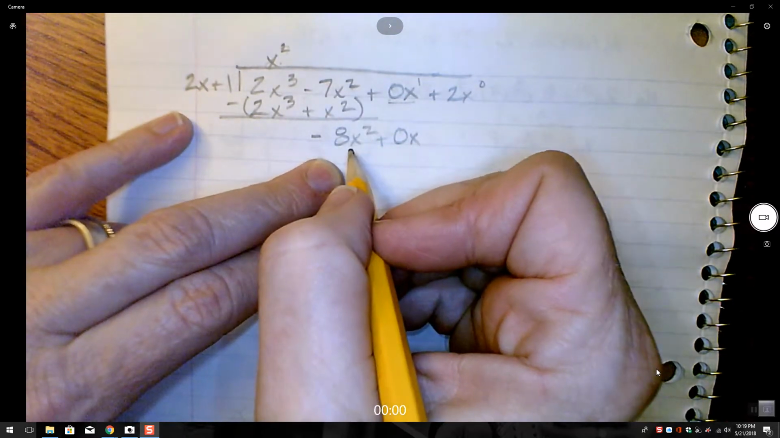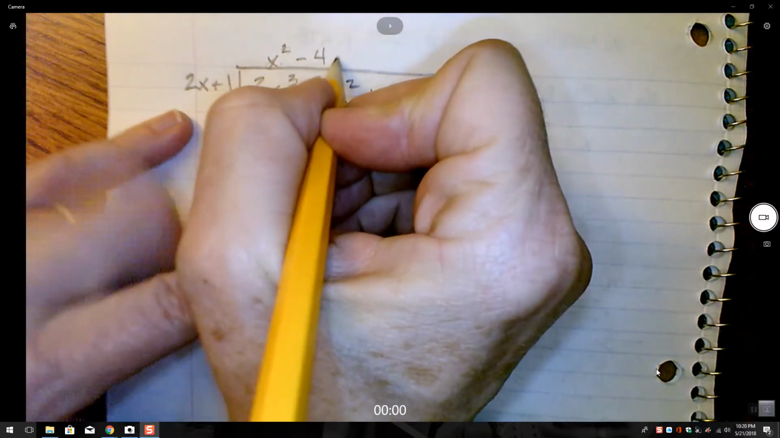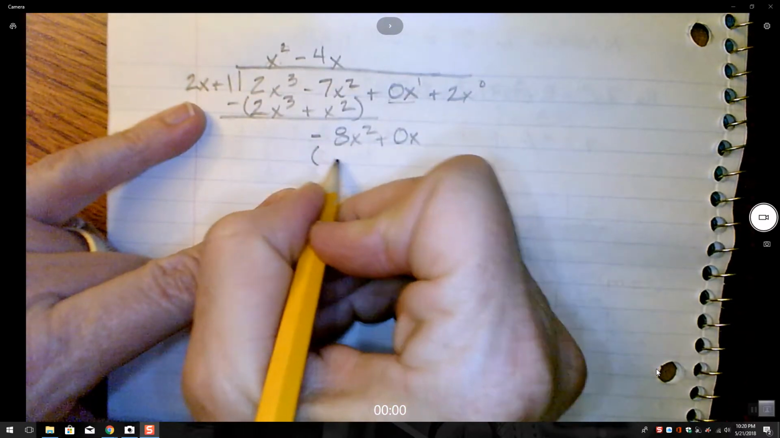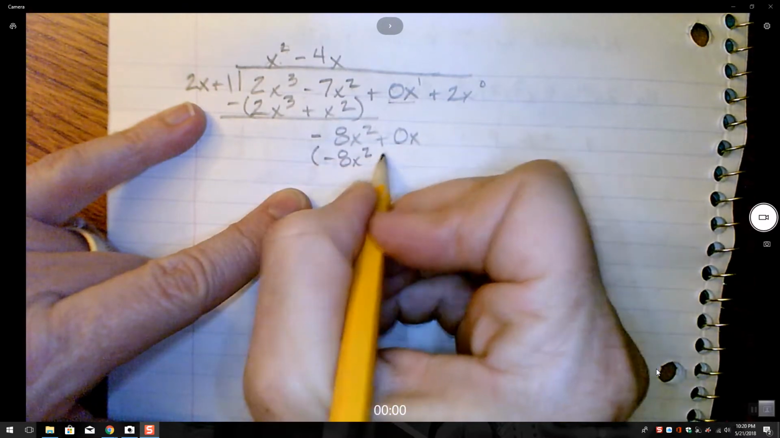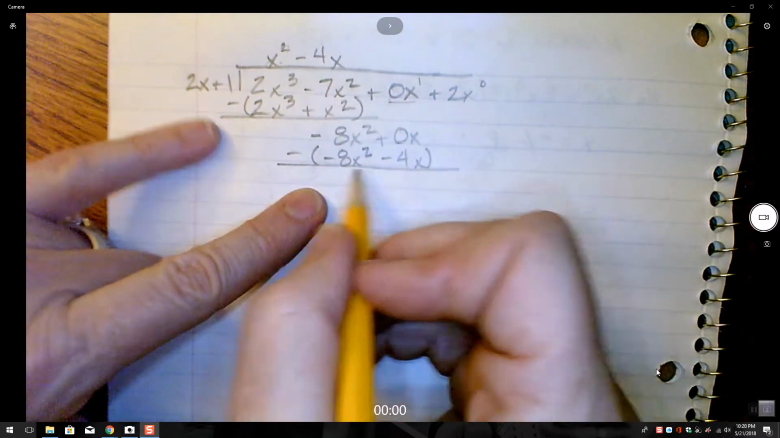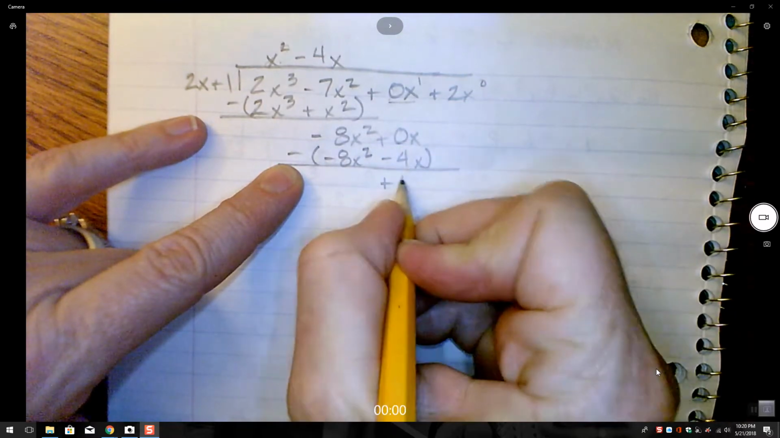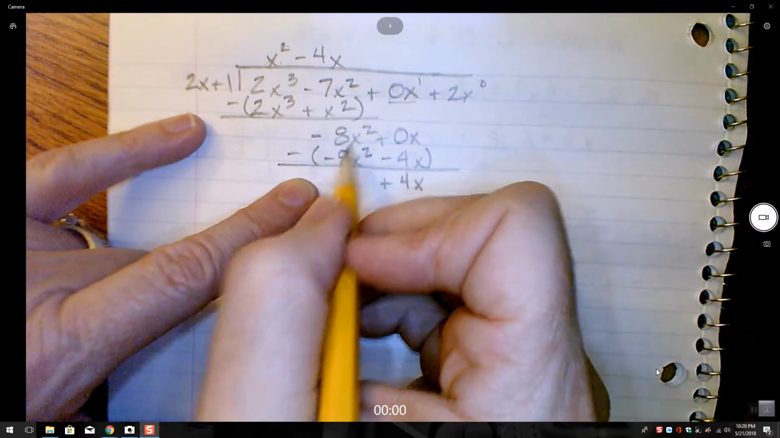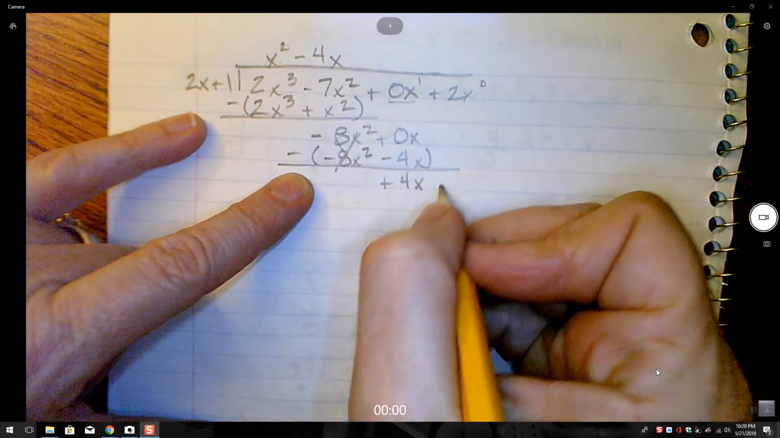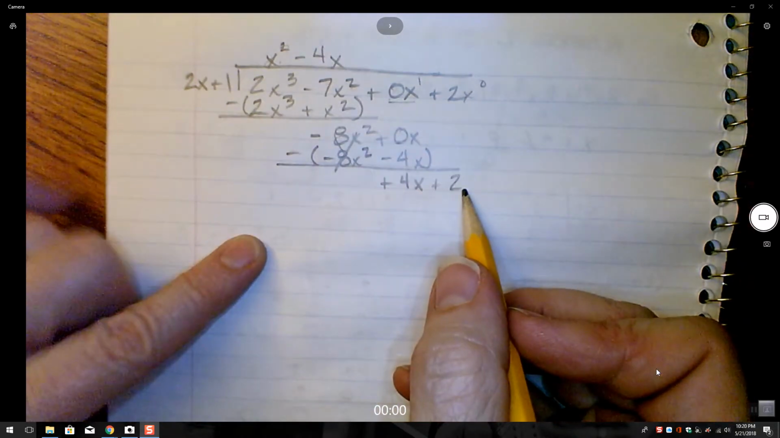divide 2x into negative 8x squared, and I'm going to get a negative 4x. So when I multiply that together, I'm going to get negative 8x squared minus 4x, and again I'm subtracting that. So 0x minus a negative, or plus a 4x, is going to be plus 4x, and negative 8x minus a negative, or plus 8x, cancels each other out. I'm going to bring down my 2 because that's x to the 0. I don't really need to say x to the 0.